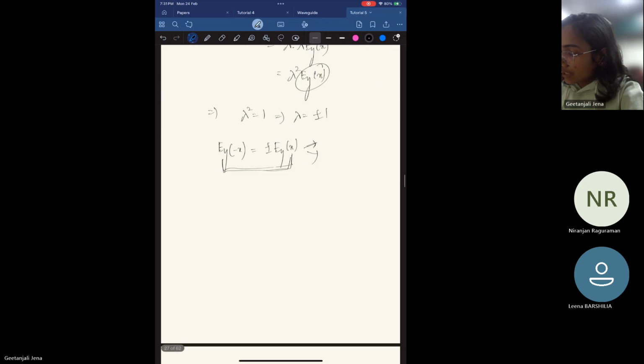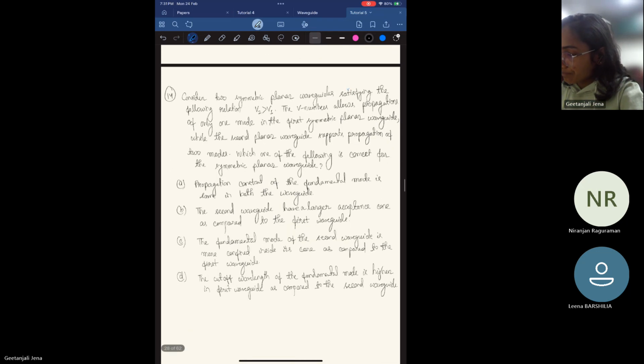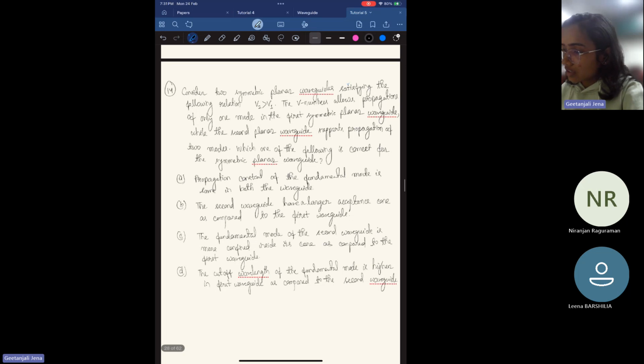Okay, so let us move to our next problem. It is also a conceptual one. So if you know the concept, then you can easily find out the option that is correct for this given question.